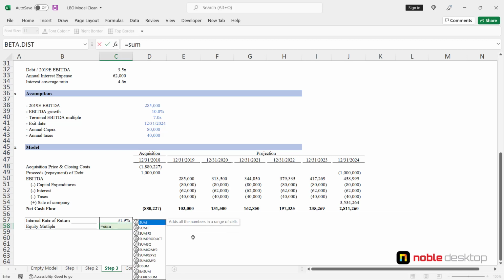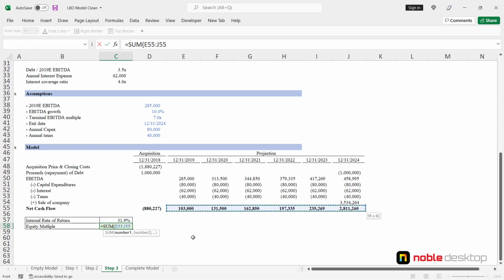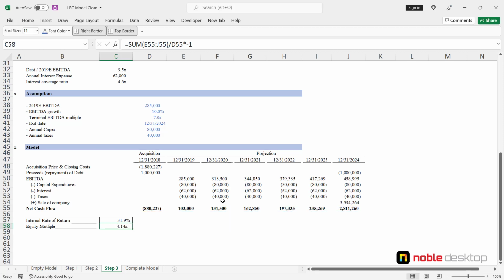So we would take the sum of the results of our investment, which is net cash flows starting from 2019 and going forward, divided by the investment itself, which you can find in the cell D55. But remember, net cash flow we put here as negative, it's a cash outflow, and I want my equity multiple to be a positive number. So I'm gonna just multiply it by -1 to keep the multiple positive. And my equity multiple is 4.14x. It's a great multiple.